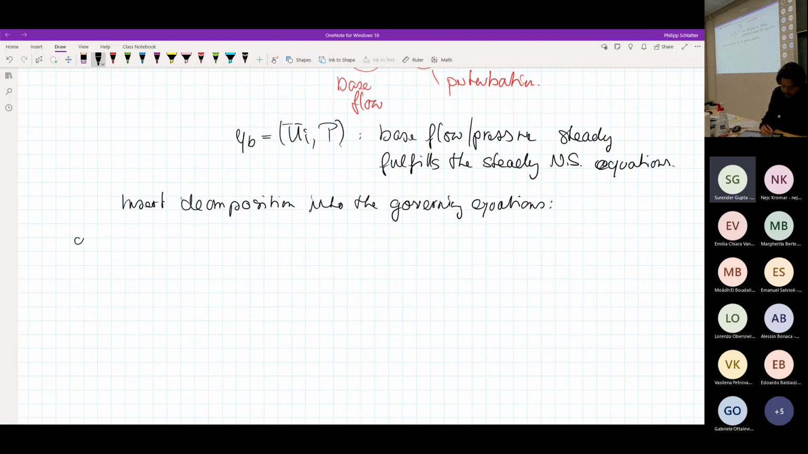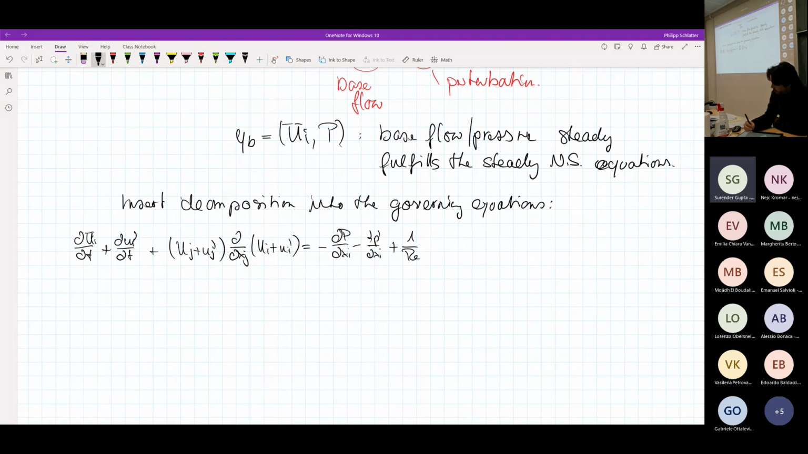So we start with the time derivative, so dU/dt for the base flow, plus dU' /dt. Then we have the advection term, where we have Uj plus Uj prime times d/dxj of, again, Ui capital plus Ui prime. And that should be the same as minus dP/dxi minus dP'/dxi plus 1 over Reynolds. And then we just have the second derivatives of both of them. So 1 over Reynolds of d squared Ui/dxj dxj plus d squared Ui prime/dxj dxj. So, like this.